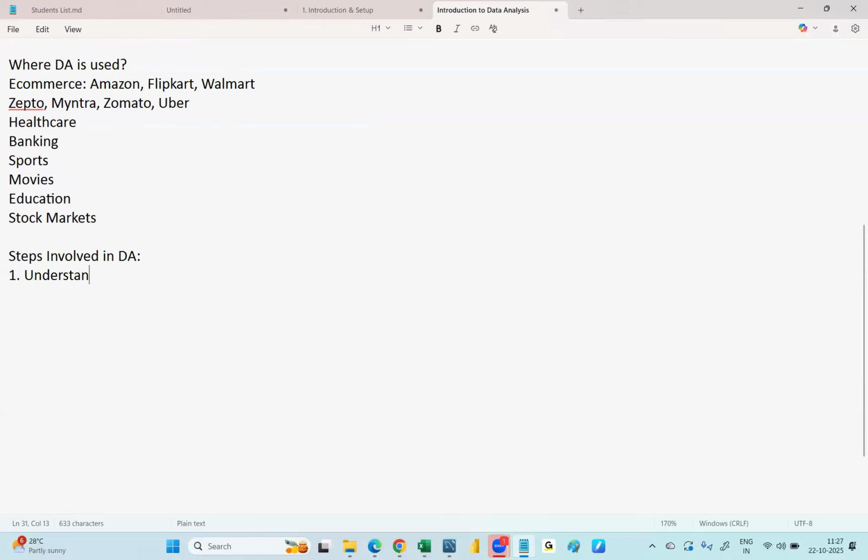The first one is very simple, a very general step also: understanding the business requirement. This is there in most projects, because when you want to start working on anything, you need to know the requirements of the client. So when you start working as a data analyst also, the first thing you should know is what this project is, who the client is, what business the client is doing, what type of analysis the client expects from me, and what my roles and responsibilities are. These are the different things you should identify.